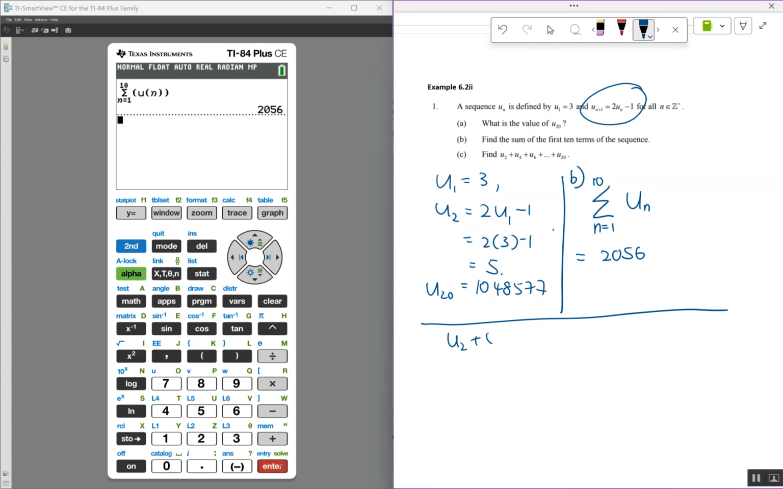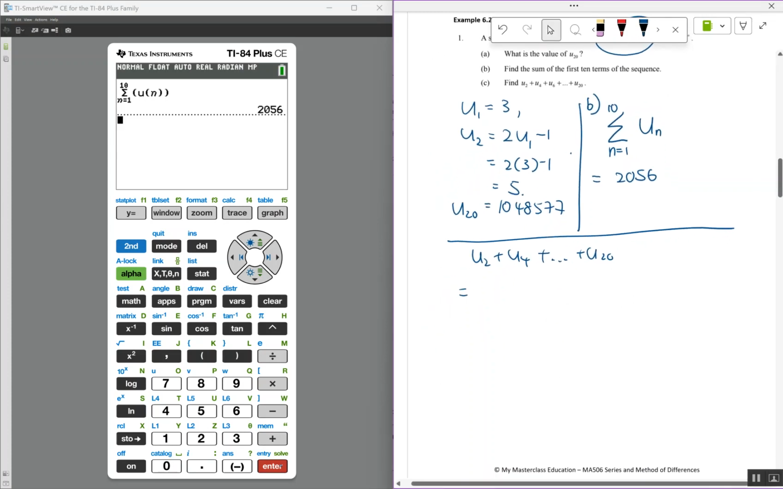Next, u2 plus u4 plus all the way plus u20. 2, 4, 6, 8, 10, 12 up to 20 are all even numbers. All even numbers can be represented as 2n. Sorry, this is not the correct way. We want all the even values of n, so that will be u2n, from the first term up to the 10th term, because when 2 times 10, that will be 20 already.